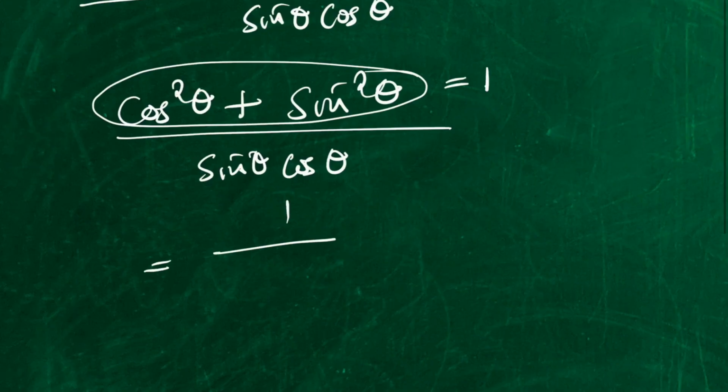So this simplifies to 1 divided by sine theta cosine theta. And we are done.